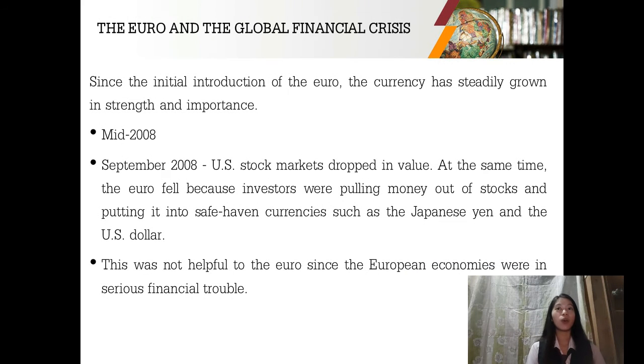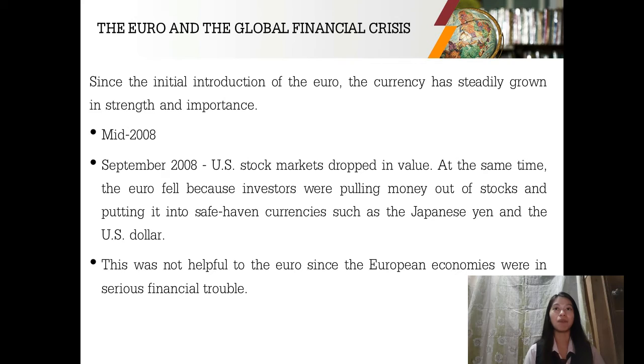The euro and the global financial crisis. Since the initial introduction of the euro, the currency has steadily grown in strength and importance. In mid-2008, it was trading at around $1.59. However, after Lehman Brothers, the fourth largest investment bank in the US, with about 25,000 employees worldwide, filed for bankruptcy in September 2008, US stock markets dropped in value.